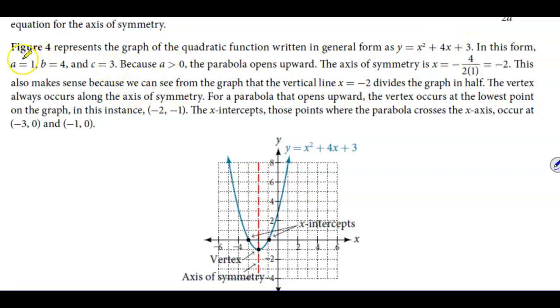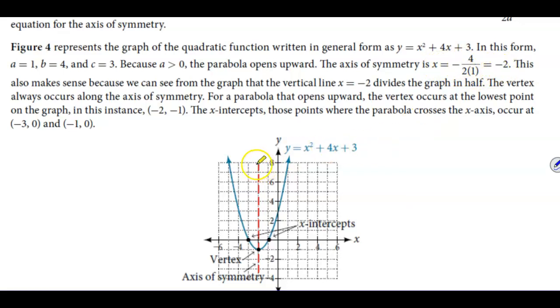Now, because the value of a is positive, meaning it's greater than 0, the parabola opens upward. The axis of symmetry is x equals negative the value of b, which we determined is 4, divided by 2 times the value of a, which is 1. Negative 4 divided by 2 times 1 gives you negative 2. So we can say that the axis of symmetry is equal to negative 2.